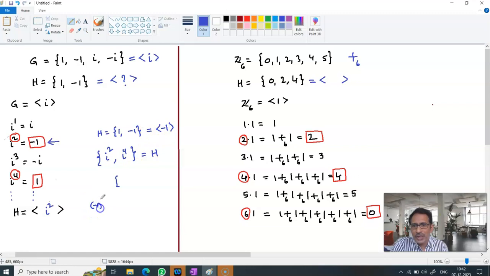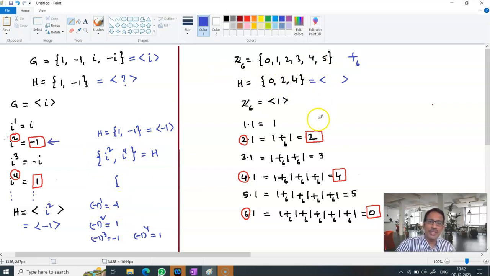So what is minus 1 power 1? Minus 1, and minus 1 square is 1, minus 1 cube again minus 1. What is minus 1 to the power of 4? It is 1. So therefore minus 1 generates every element of H. Therefore H is generated by a single element minus 1, and minus 1 also belongs to H. Hence H is cyclic. Do you understand? But this is an example. We have to give a general proof, right?